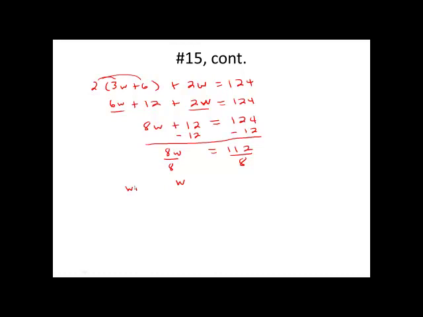And w, or the width, equals 14. Now again, if the width is equal to 14, we know something about the length in relationship to the width. From the beginning of the problem, we said that the length was 6 more than 3 times the width. So we can take that 14, plug it in for w, and work it out to find out the length of this billboard. So we have 42, 3 times 14 is 42, plus 6, the length is 48 feet.